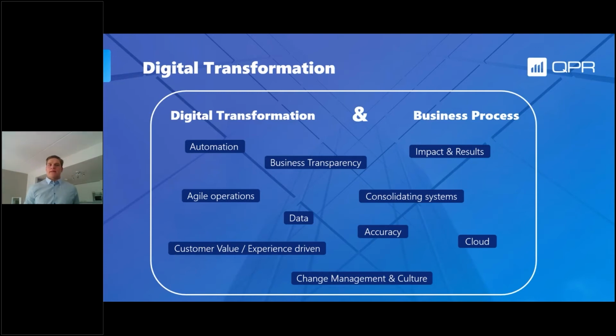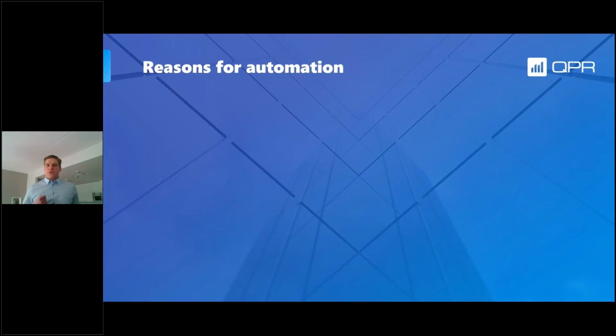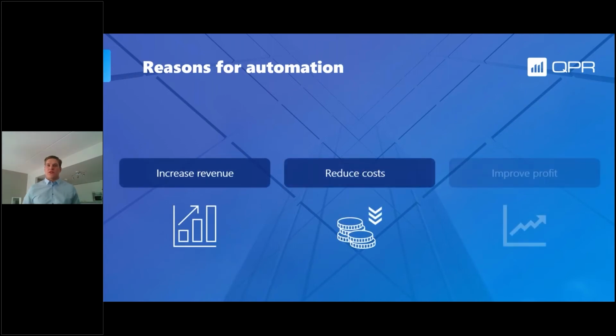And then the third topic would be automation. So first of all, why would you ever do automation? The high-level purpose of automation would be to, well, increase revenue, reduce costs, and then again improve profit. And how do processes and automation work together? Well, I created this kind of an example.